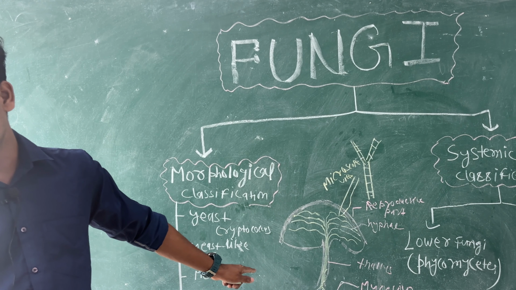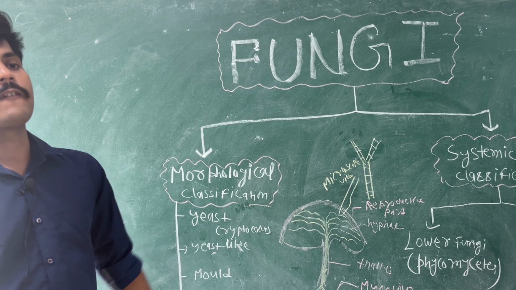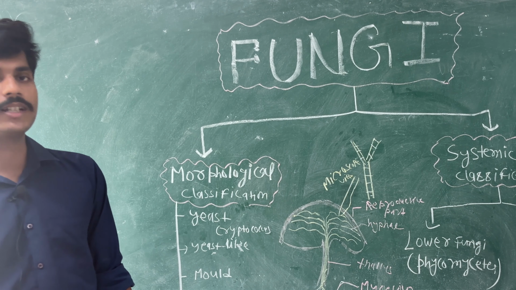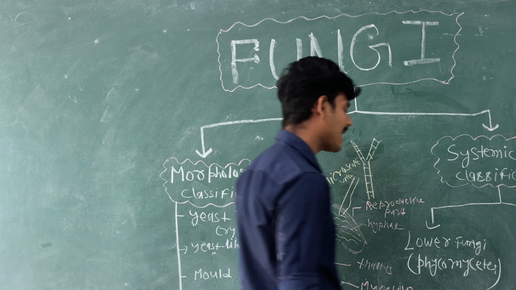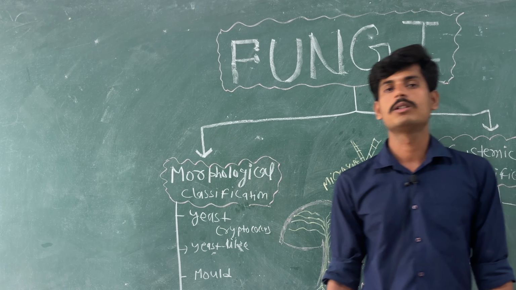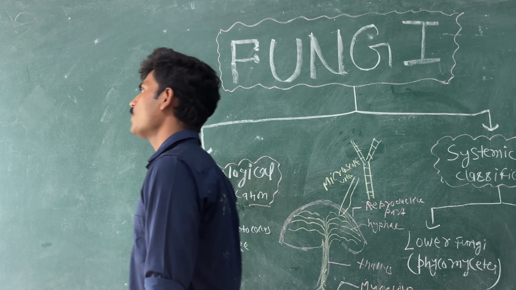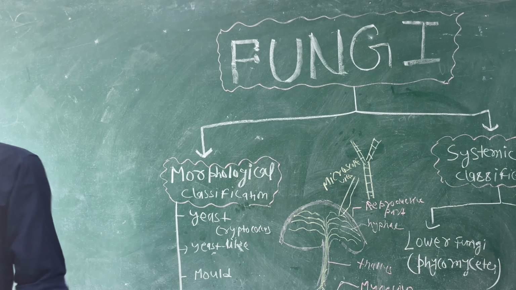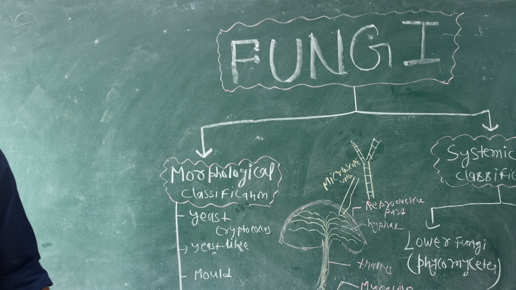Cite examples: Dermatophytes and Mucor. Dermatophytes. The word derma means skin. D-E-R-M-A-T-O, Dermatophytes. P-H-Y-T-E-S. Dermatophytes. Okay. Yes. Dimorphic. Write down the example.